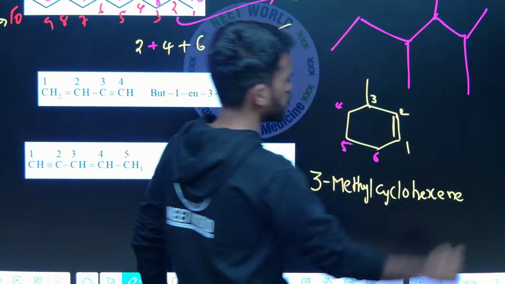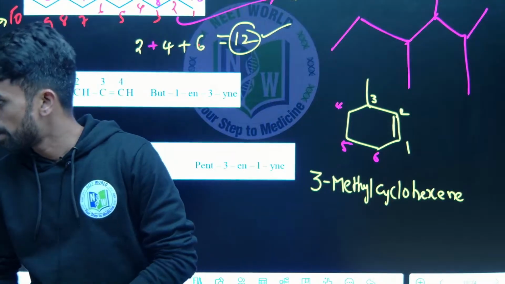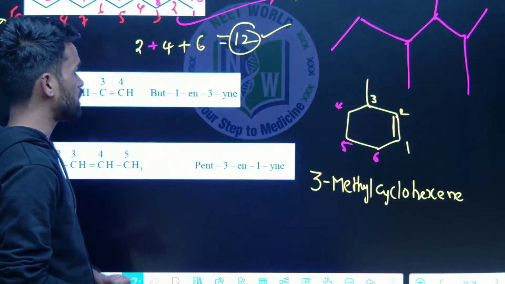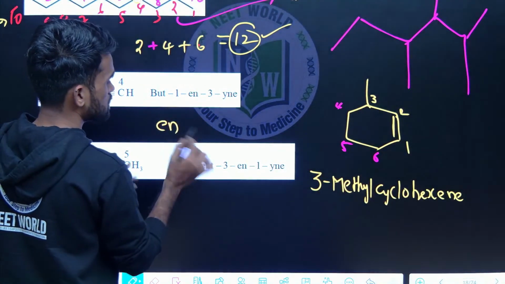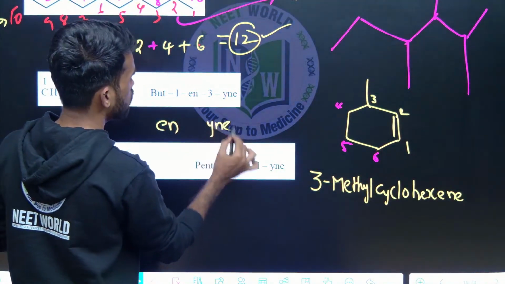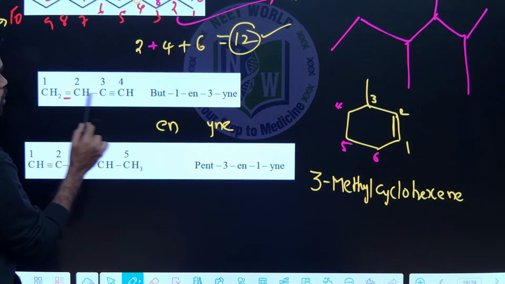That's it. This is the IUPAC name of the given compound. Hope the concept is clear here. Next, whenever there is a double bond, we should call it "ene", and when there is a triple bond, you should call it "yne". Now look at this compound having both a double bond and a triple bond.